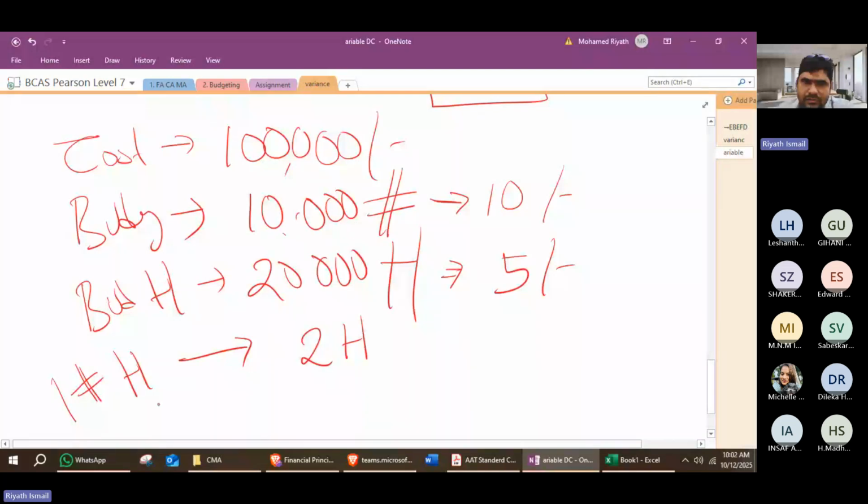Then how much is the cost? Here, cost per hour is 5 rupees. Cost per hour, 5 rupees. Cost per unit of production, 2 hours into 5 rupees equal 10 rupees. This is similar to this.